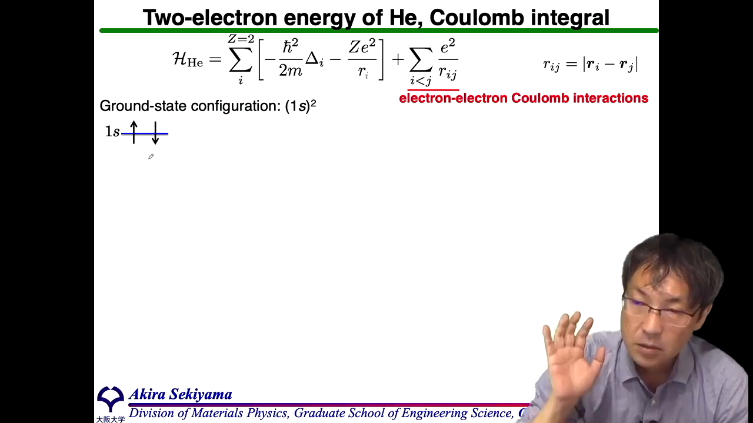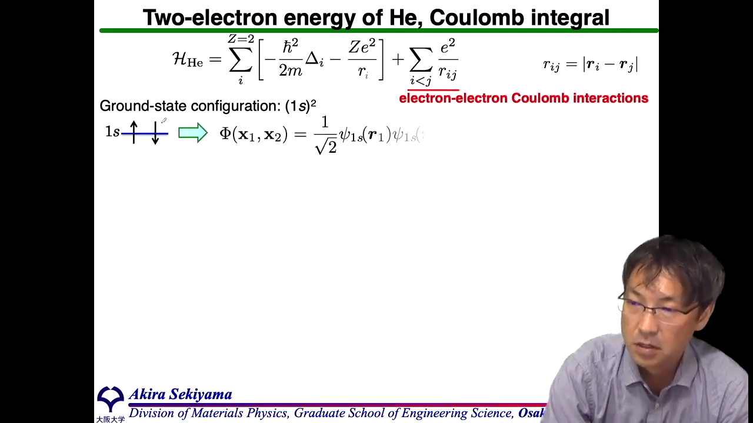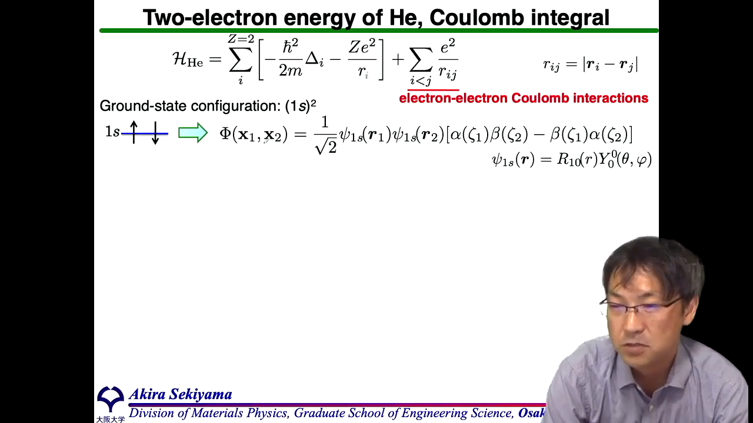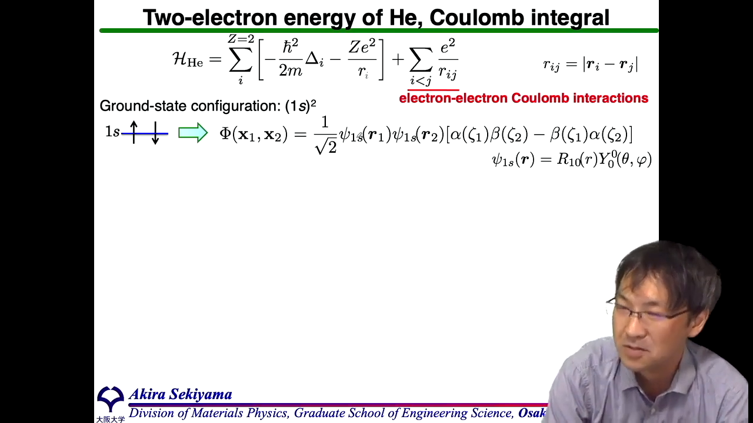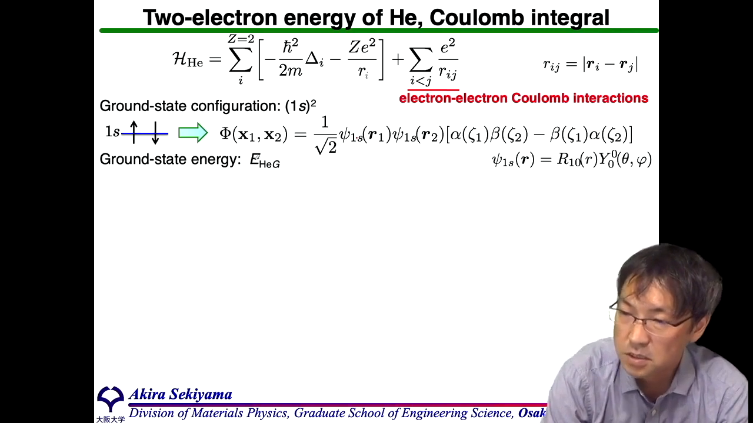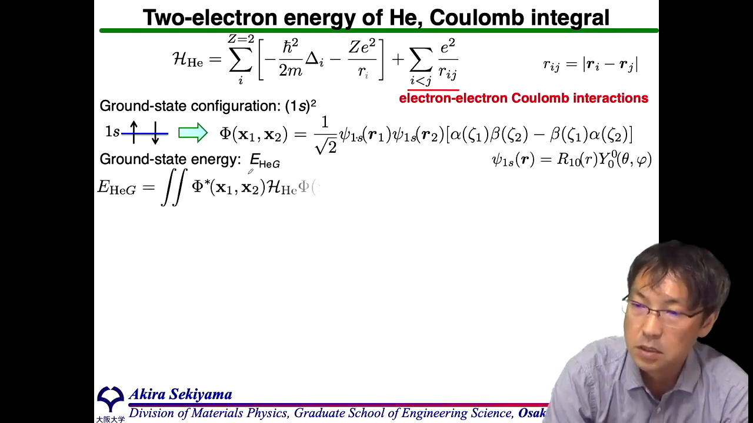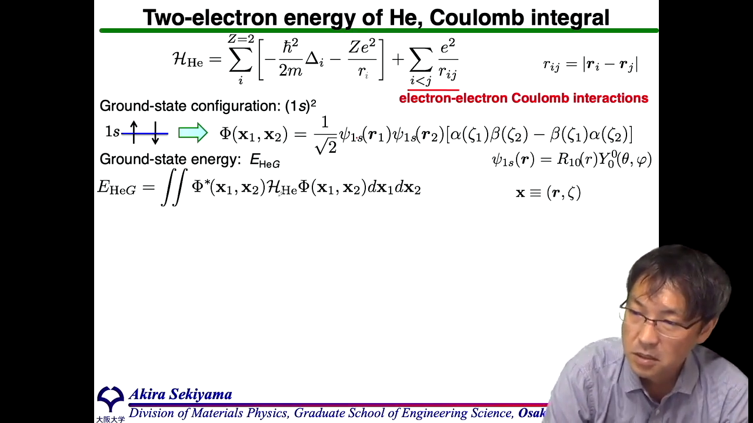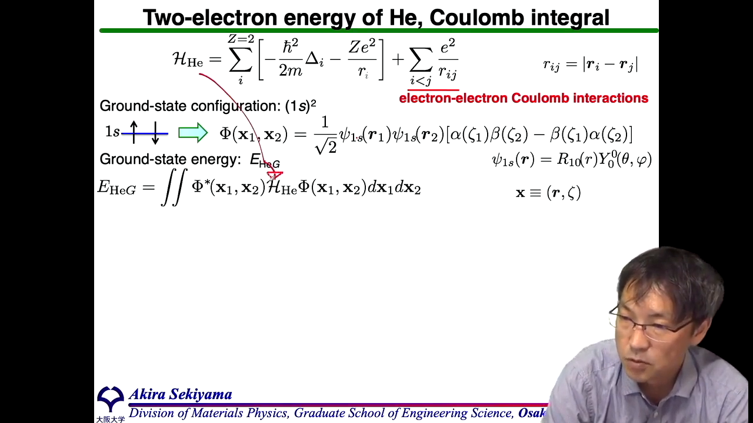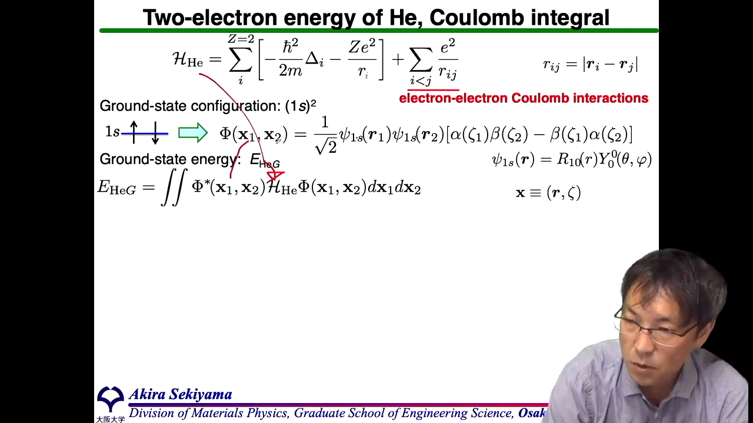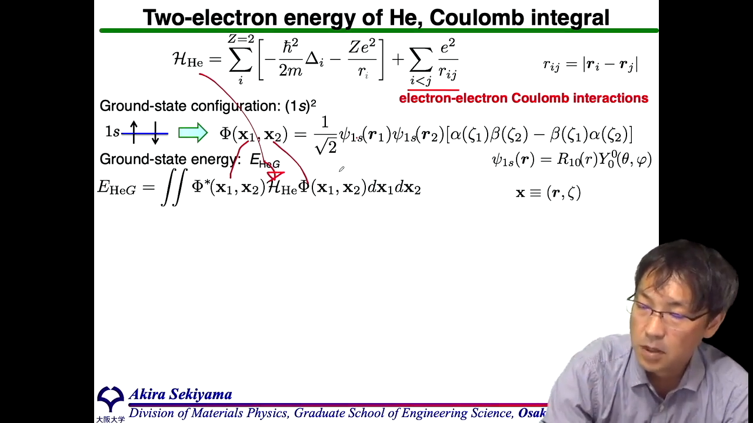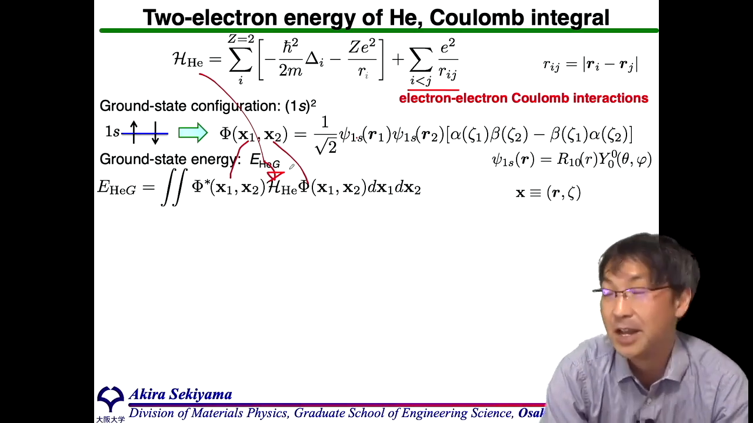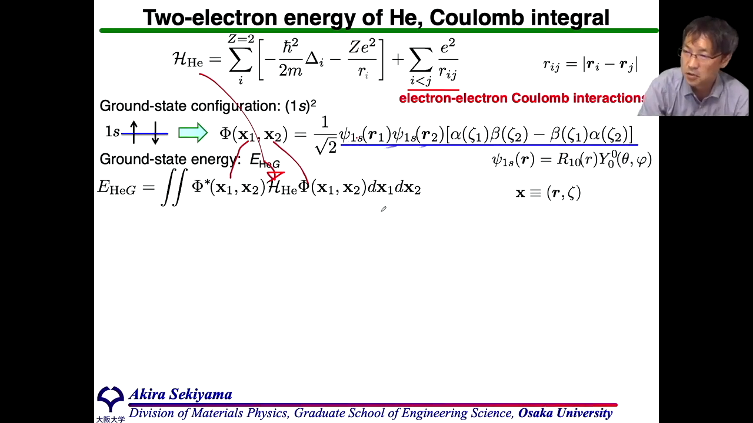Then we consider the total energy of this configuration. According to the definition of the Slater determinant, the wave function of 2 electrons is given by this formula. After we consider this many-body wave function, we can obtain the ground state energy according to the rules of quantum mechanics. This is the Hamiltonian. We put the wave function here, and after the calculation, we get the ground state energy with 2 electrons in the helium atom. So this is the calculation.